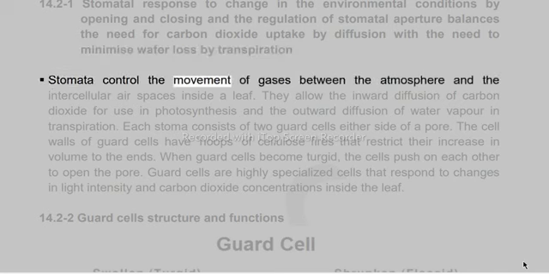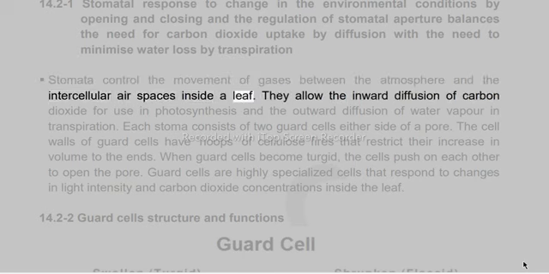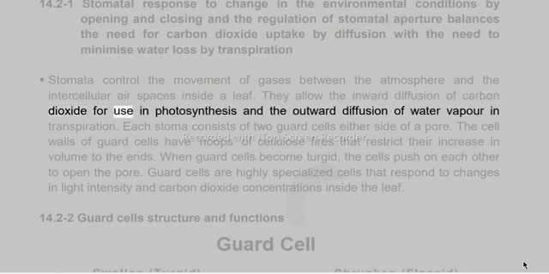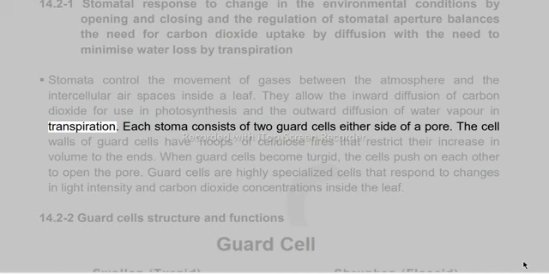Stomata control the movement of gases between the atmosphere and the intercellular airspaces inside a leaf. They allow the inward diffusion of carbon dioxide for use in photosynthesis and the outward diffusion of water vapor in transpiration. Each stoma consists of 2 guard cells either side of a pore.